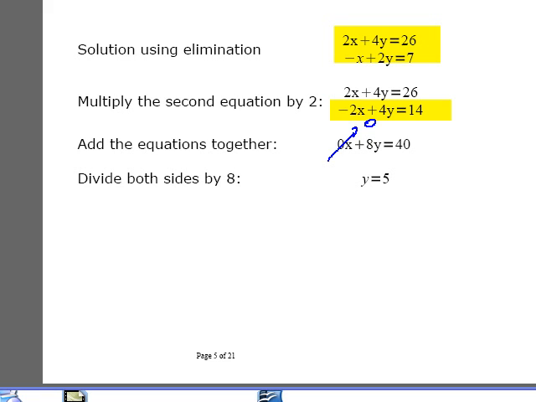So what were the rules I had here? I multiplied an equation by a number. Then I added the equations together.